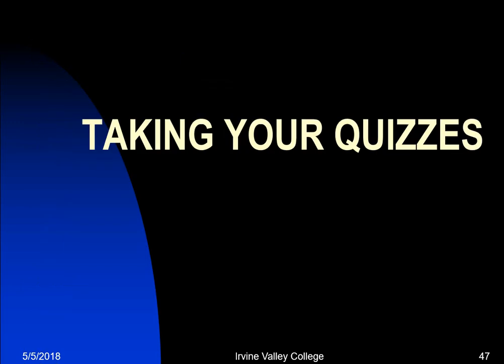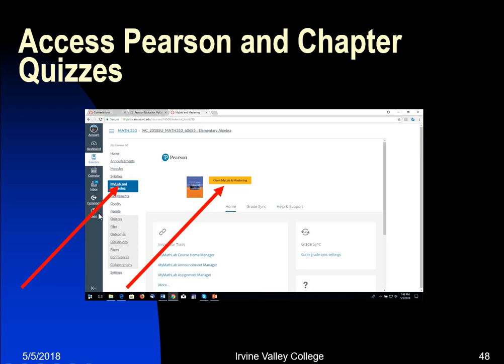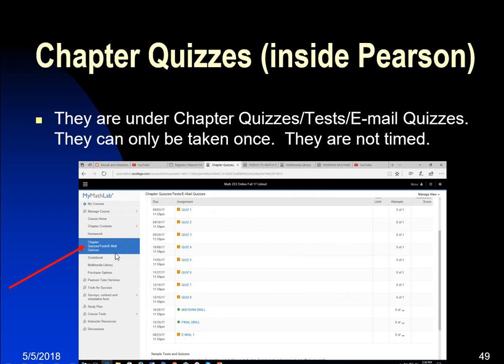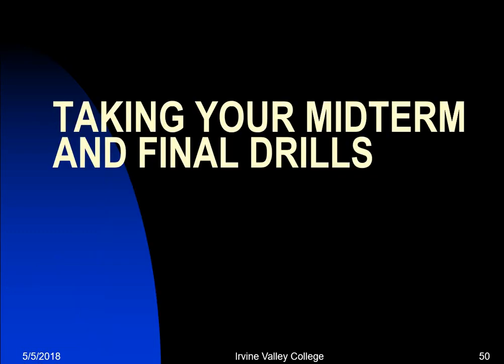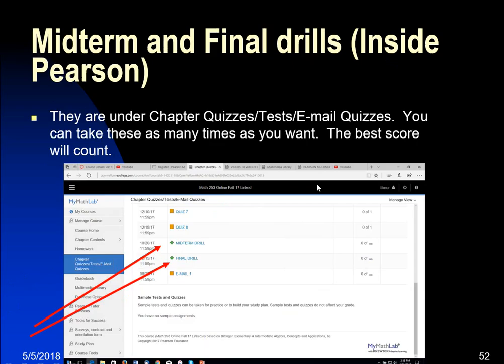Now, what do you do after homework? You're going to take your quizzes. That's again inside Pearson. Then you have to go to assignments, and at this point, the quizzes can only be taken once, so make sure that when you open your quiz, you submit it and you give your best effort. Right before your midterm and final, you're going to take something called drills, and that's inside Pearson as well. You go inside Pearson, and in the test area you will see your midterm drill and final drill.